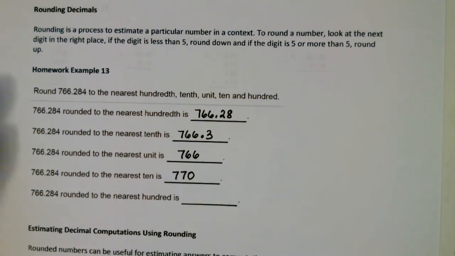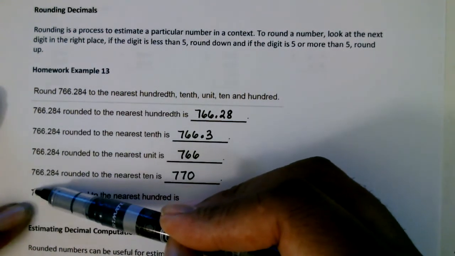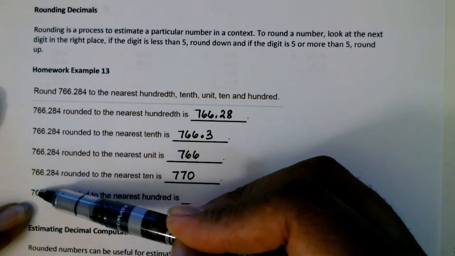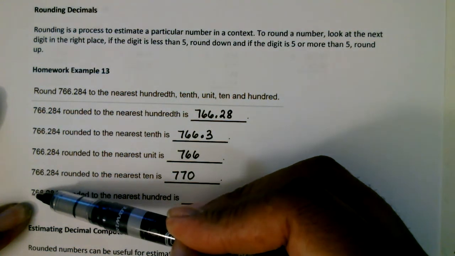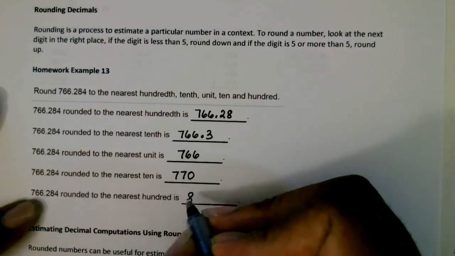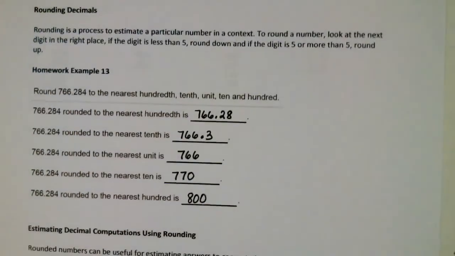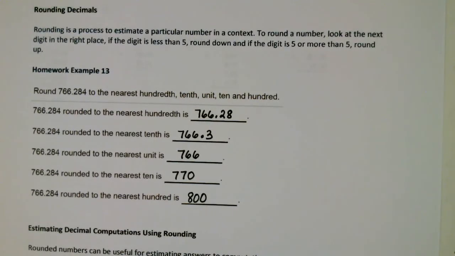And to the nearest hundred, the digit in the hundreds place is a 7. To the right of that is a 6. That 6 is 5 or more, so we increase the 7 to an 8. The 6 and this 6 in front of the decimal point change to zeros. To the right of that, the numbers after the decimal point are dropped off. So 766.284 to the nearest 100 would be 800.